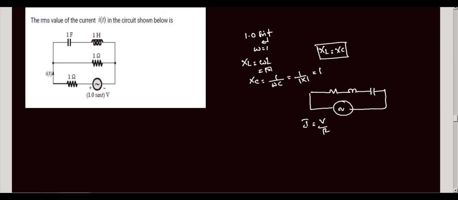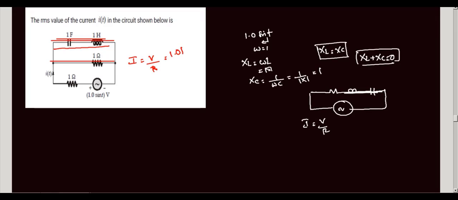When it happens, this is short circuited. That means XL plus XC equal to 0. Similarly, these two are in series and XL equal to XC, so this is short circuited. If this is short circuited, what happens? So I equal to V by R, that equals 1.0 sin t by 1, that equals 1 sin t amperes. The answer is sin t amperes.